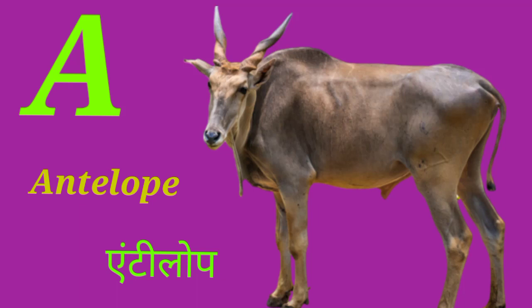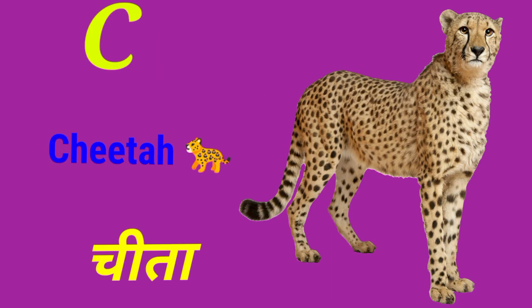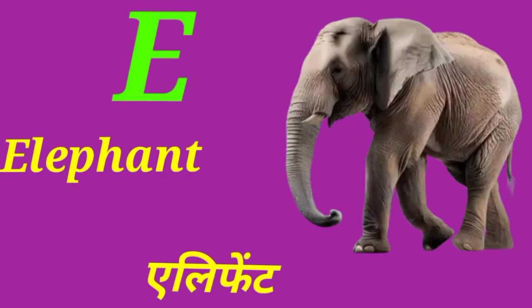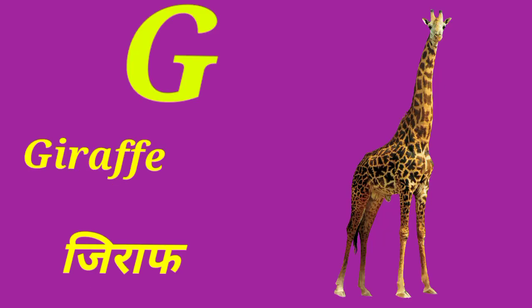English alphabet starts with animals. A is for antelope, B is for bear, C is for cheetah, D is for dove, a bird, E is for elephant, F is for fox, G is for giraffe.